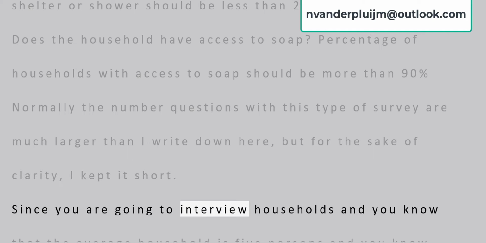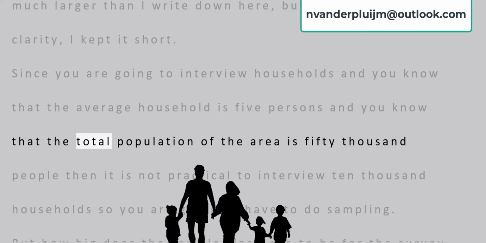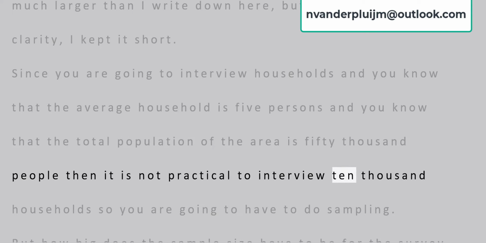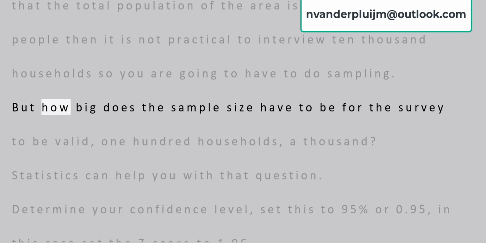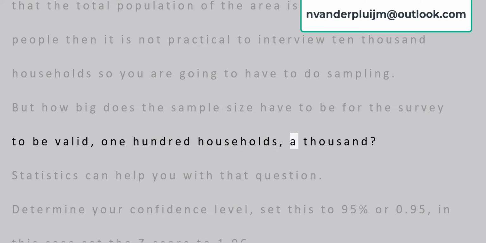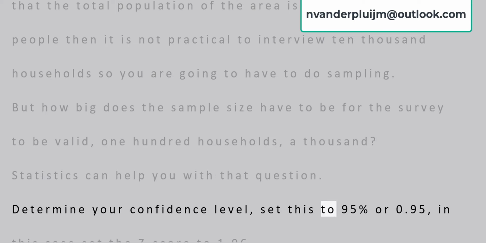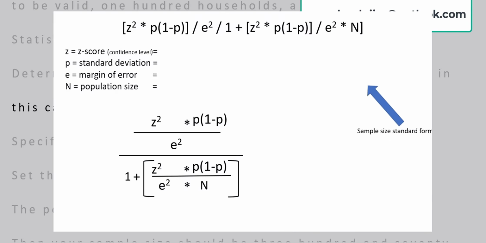Since you are going to interview households and you know that the average household is 5 persons and you know that the total population of the area is 50,000 people, then it is not practical to interview 10,000 households, so you are going to have to do sampling. But how big does the sample size have to be for the survey to be valid? 100 households, 1,000? Statistics can help you with that question. Determine your confidence level, set this to 95% or 0.95, in this case set the Z-score to 1.96.